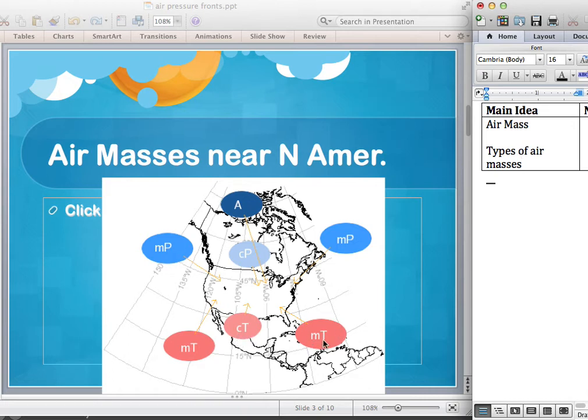Right? Notice we have another maritime set coming from the Atlantic Ocean, but this is the same type of air mass as this. You don't need to put it again. We also have, right, continental Arctic. It's super cold and dry, but we don't see that super often affecting us in the U.S.